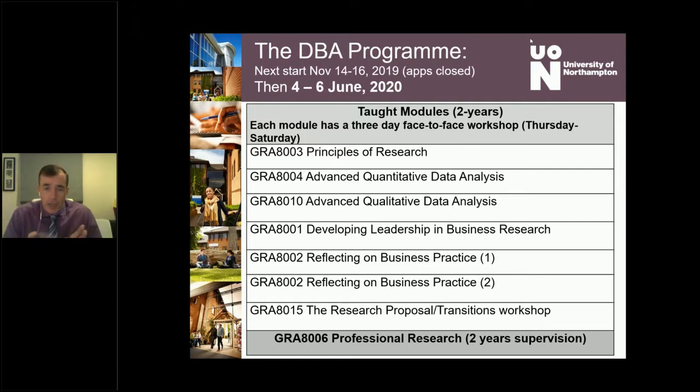You have 2 years where you are taught, basically you're taught everything about how to research, and particularly how to research in a business and management environment. So you study those 7 modules, and they are spread out over the first 2 years. So each of them has a 3-day workshop, and then you'll be working with your tutor for the next about 8 to 10 weeks until you start your next module.